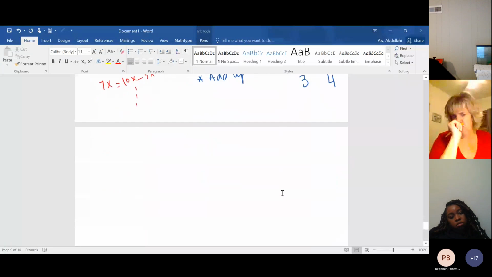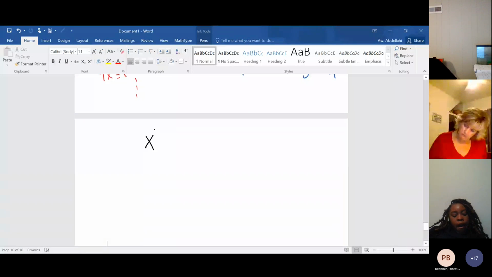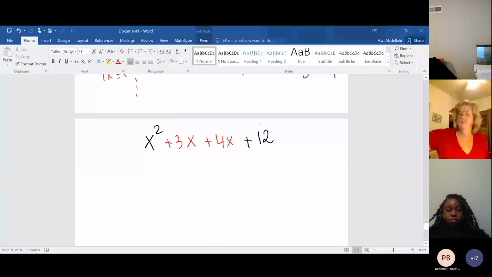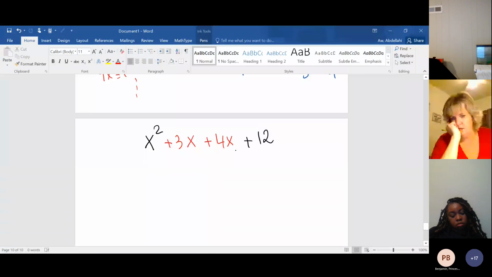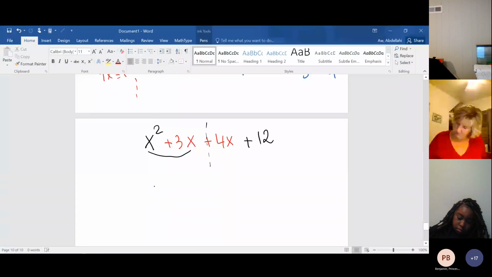So I'm going to rewrite my expression. My expression will be x squared, and instead of 7x, I'm going to write 3x plus 4x plus 12. Now, how many terms do I have? I have 4 terms. Now, can I do the grouping? Yes. Now we can do the grouping, 2 by 2. The first two, what is the GCF out of the first two? It is x. And then we divide by x. How much do we get?